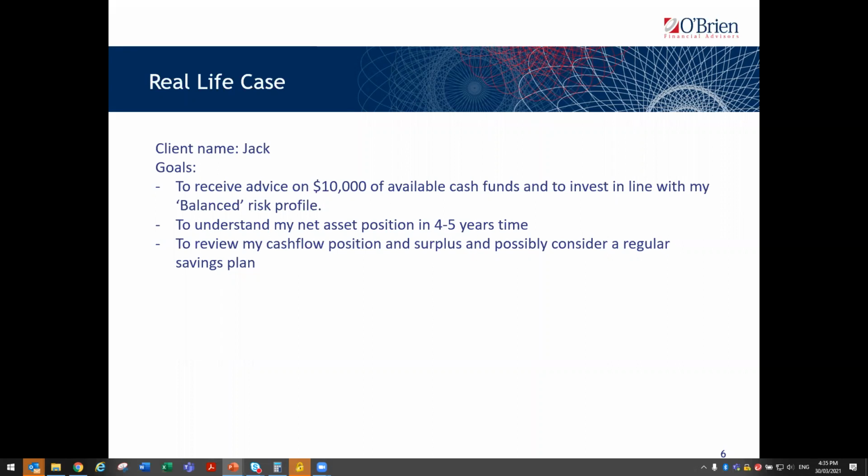They've come to us with some goals. The goals are to receive advice on approximately $10,000 in available cash funds, wanting to invest the funds in line with his balanced risk profile. I'll go through that further in the next few slides. He wants to understand his net position in 4 to 5 years' time, and to understand the cash flow position as well. And while he's able to save at the moment, to consider a regular savings plan, while he has the capacity to save while living at home.